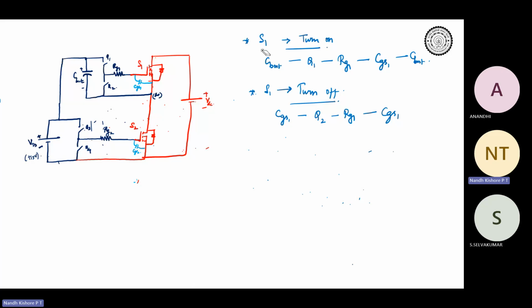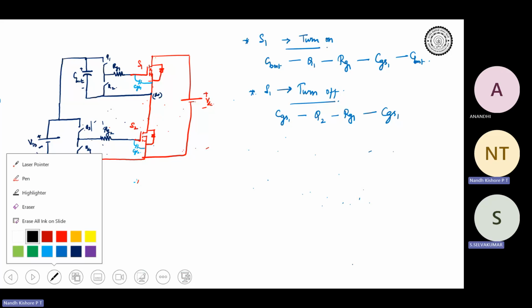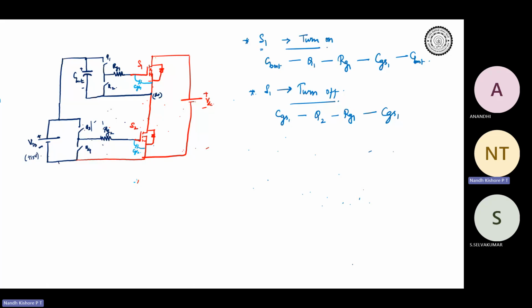Because during the S1 turn on condition, when S1 is turning on, I need C boot to maintain voltage at plus VDD. I need C boot to maintain 15 volts. How do I charge up C boot to 15 volts? That is the question now.